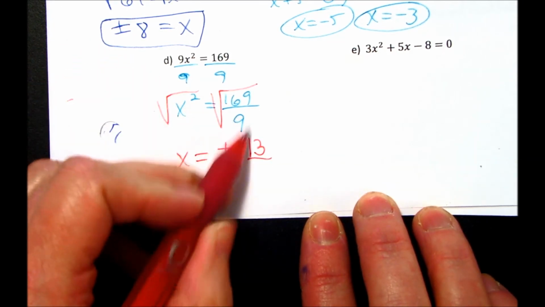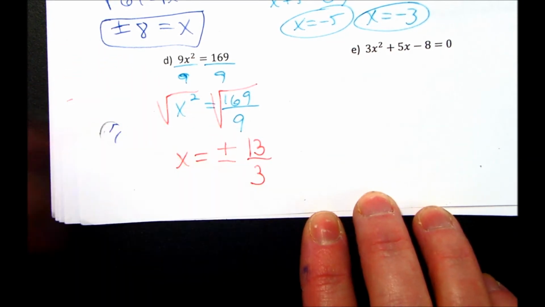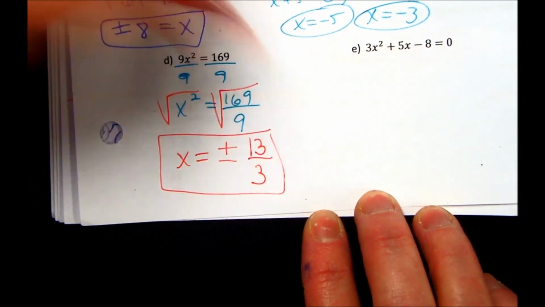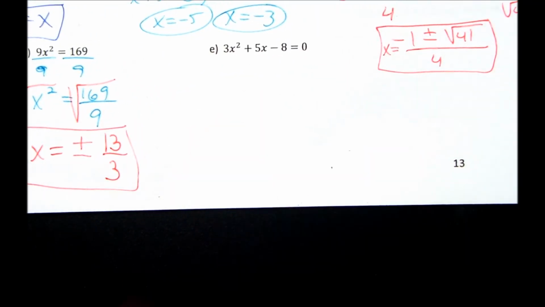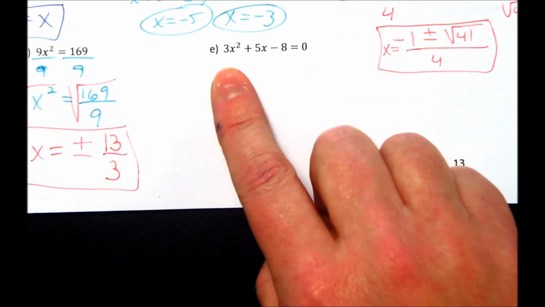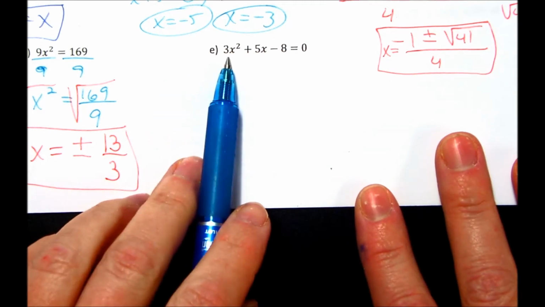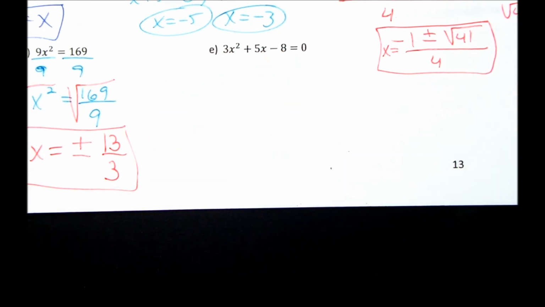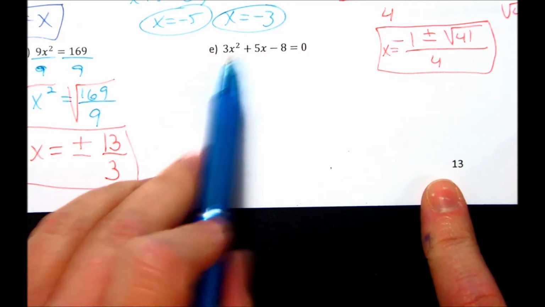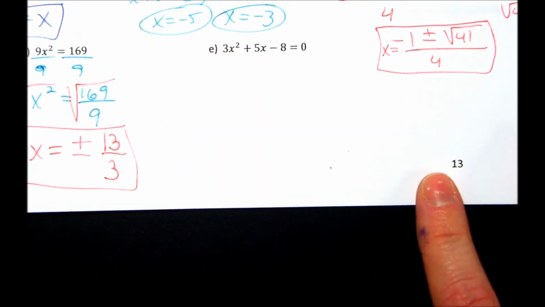If you take the square root of 9 on the bottom, you get 3. So the solution to this would be positive and negative 13/3. All right. And the last problem, E, again, it has a coefficient in front. You've got an x squared term and an x term, which means we're going to either have to factor or use the quadratic formula. But I'm going to try to see if the AC method will work.